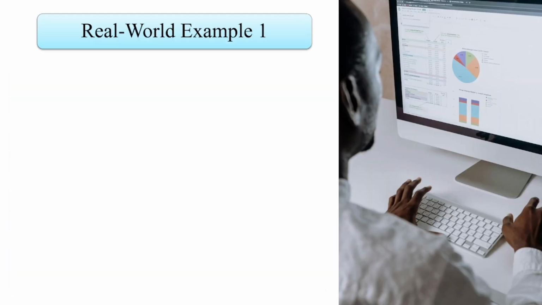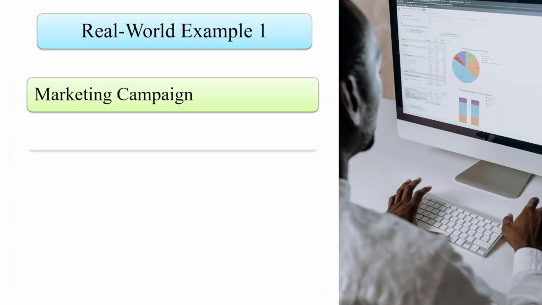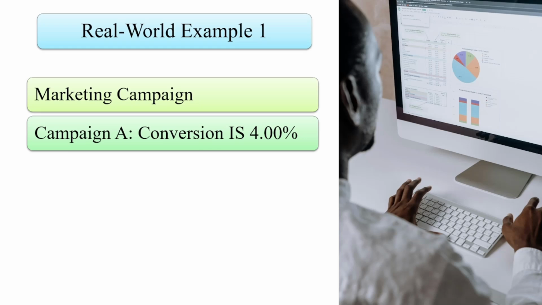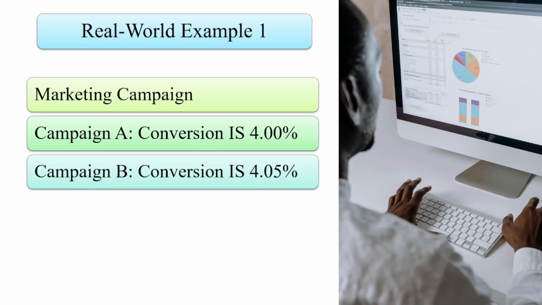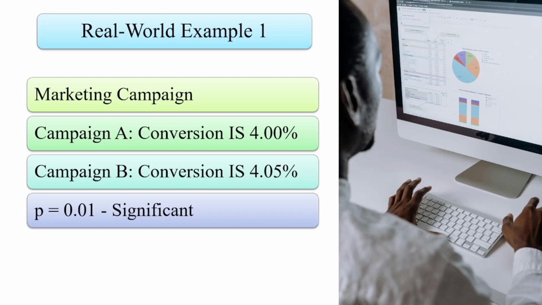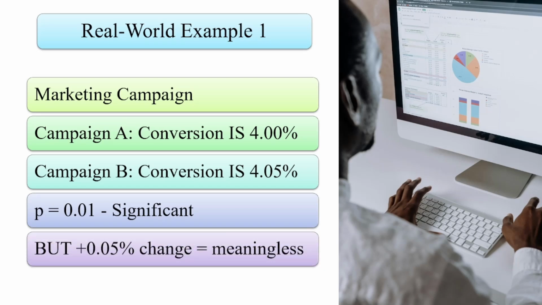Let's take a real-life marketing example. Campaign A has a conversion rate of 4%, and Campaign B shows 4.05%. The p-value? Just 0.01, statistically significant. But wait, the improvement is only 0.05%. No real boost in customers, no real impact on revenue. So yes, it's statistically significant, but practically meaningless.